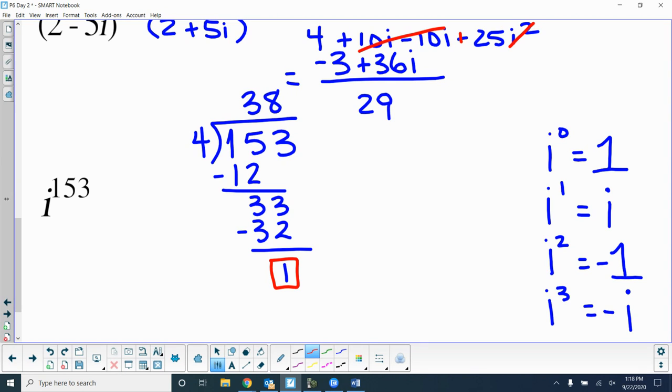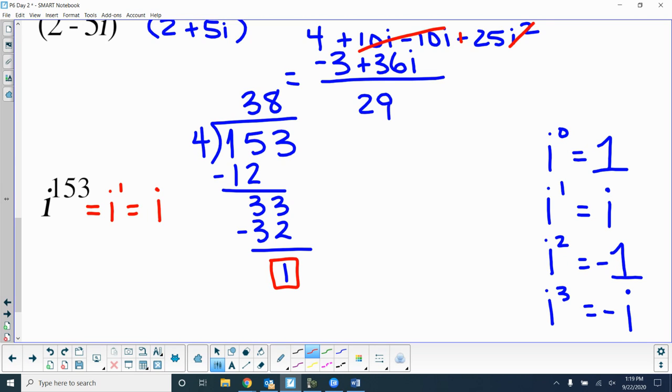So if I would have kept going all the way up to 153, that's my exponent for i. Whatever the remainder is, that's the exponent for i. So what's this answer? i. So i to the 153 is the same as i to the first, which is i.